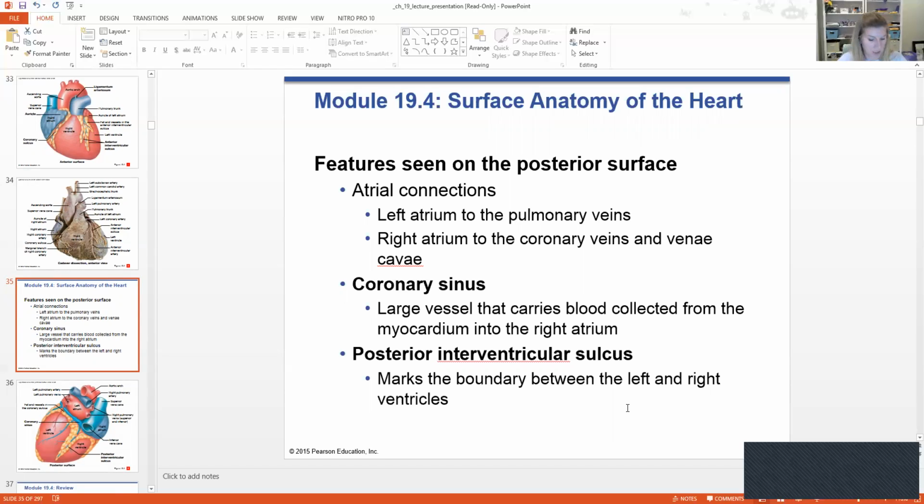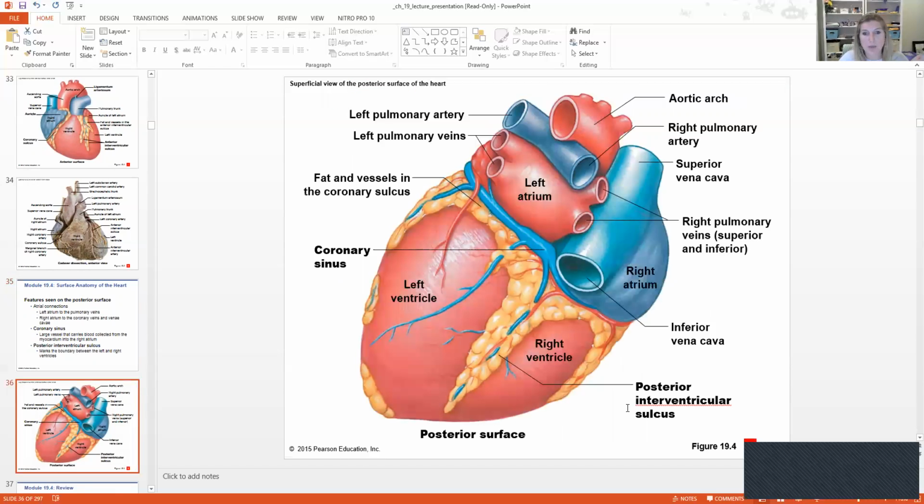There's also a posterior interventricular sulcus. This is the boundary between the left and right ventricles on the posterior side of the heart. So here's the back side of the heart. You can see the left and right atrium. You get a good view of the superior and inferior vena cava. You can see this swelling of the great cardiac vein, which is wrapping around the back side of the heart, and that swelling dumps into the right atrium. It's called the coronary sinus.